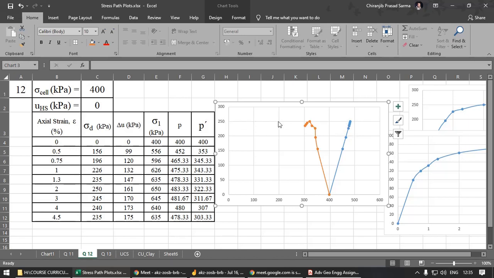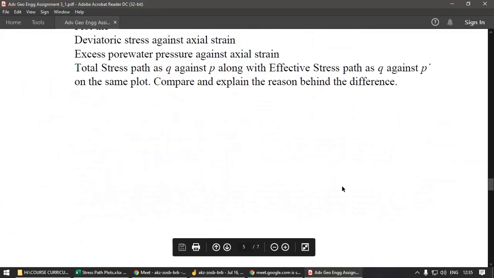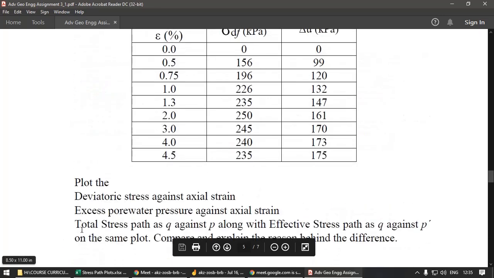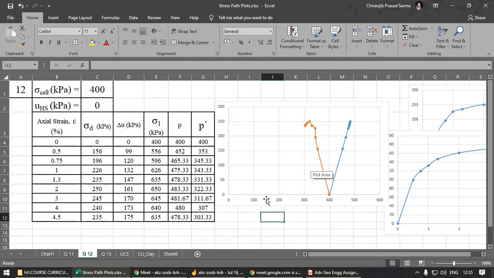This is the maximum deviatoric stress it can take, so it is actually dependent on this path, not the total stress. The effective stress actually governs the behavior of the soil, so you have to keep that in mind. Here I have not given the Mohr Coulomb envelope; we will do that in the next calculations. This is the stress path here.